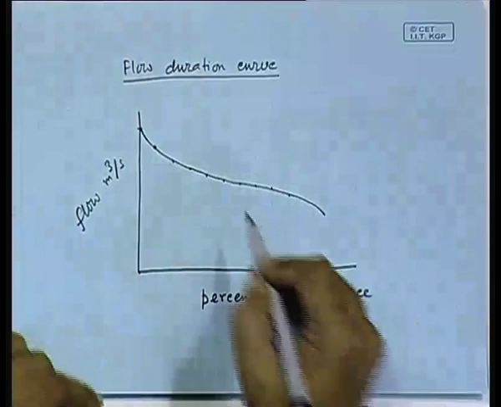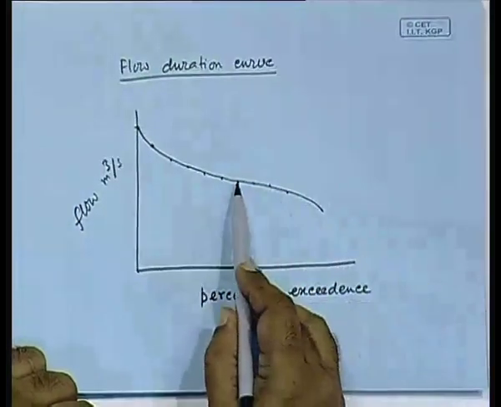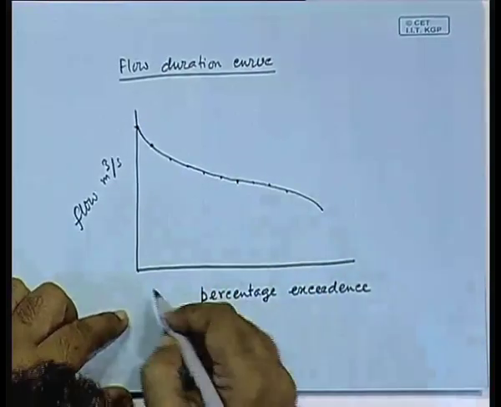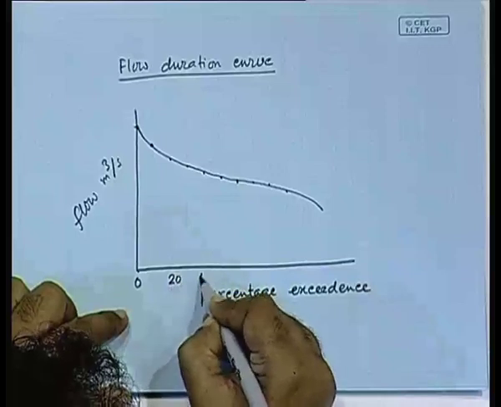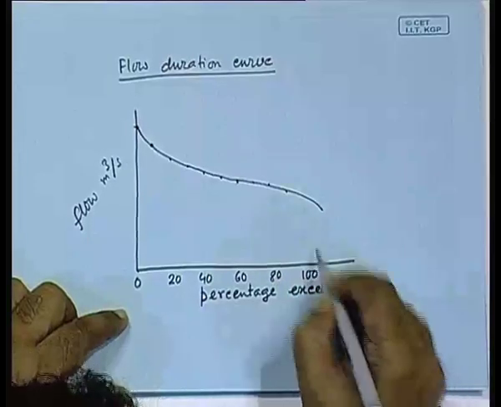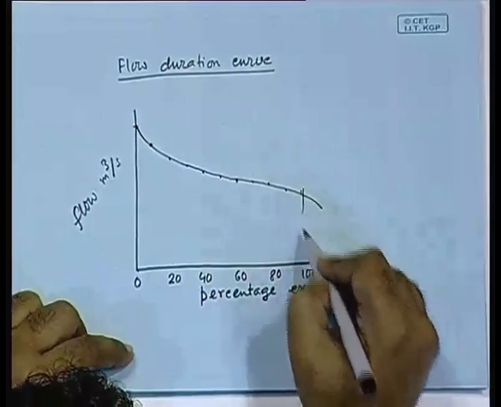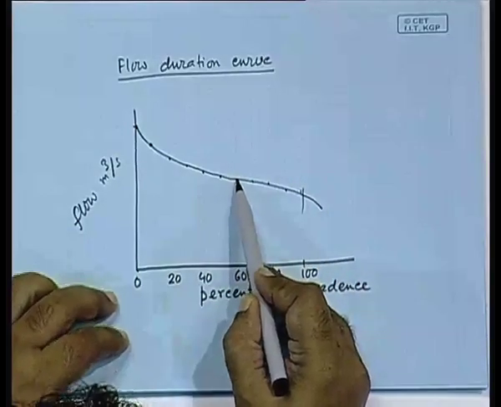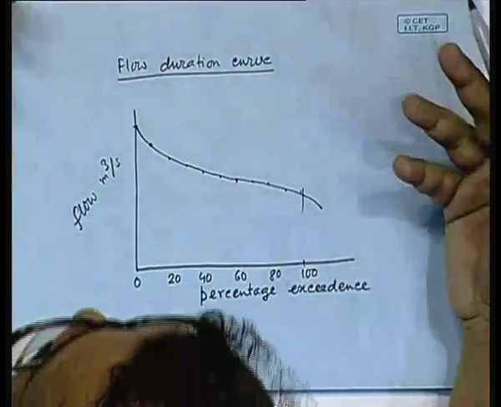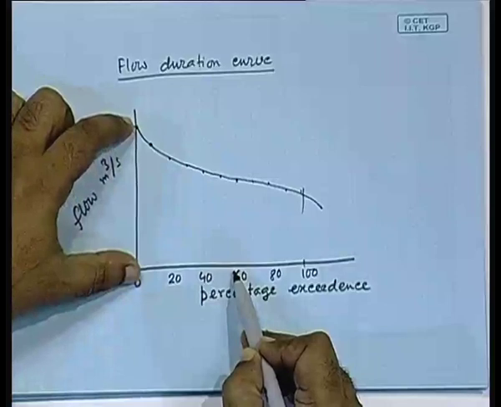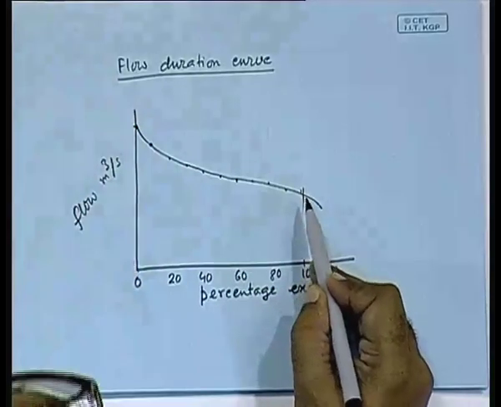So, what is the meaning of this point? The meaning of this point is that this particular flow has been exceeded. Here it will be percentage exceedance: 0, 20, 40, 60, 80, 100. It should not go beyond that, of course. So, I am talking about this much. This means that this flow was exceeded for 60% of the time. So, here is the maximum flow and here is the minimum flow.